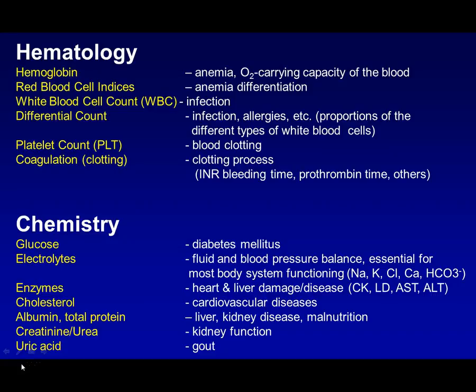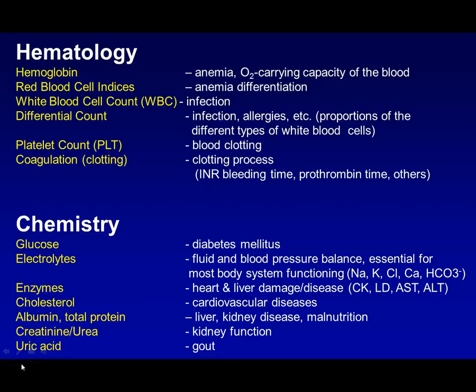In chemistry, glucose is used to diagnose diabetes mellitus. Electrolytes such as potassium and sodium are used for the fluid and blood pressure balance, and they are essential for most body system functioning. Enzymes are used for heart and liver damage and diseases, for example creatine kinase, lactate dehydrogenase, aspartate transaminase, and alanine transaminase. Cholesterol, for example, is used for the establishment of the cardiovascular disease risk.